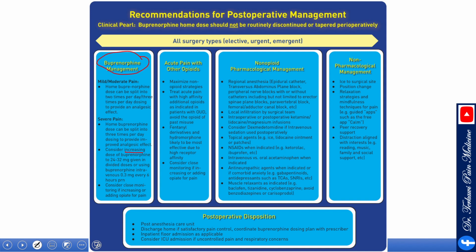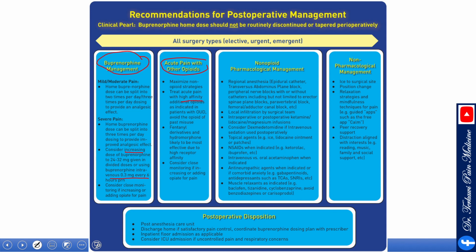You may also consider increasing the dose of buprenorphine to 24 or 32 milligrams given in divided doses, or using intravenous buprenorphine 0.3 milligram every 6 hours PRN, or consider close monitoring if increasing or adding opioids for pain. For acute pain with other opioids, maximize non-opioid strategies and treat acute pain with high-affinity agents.